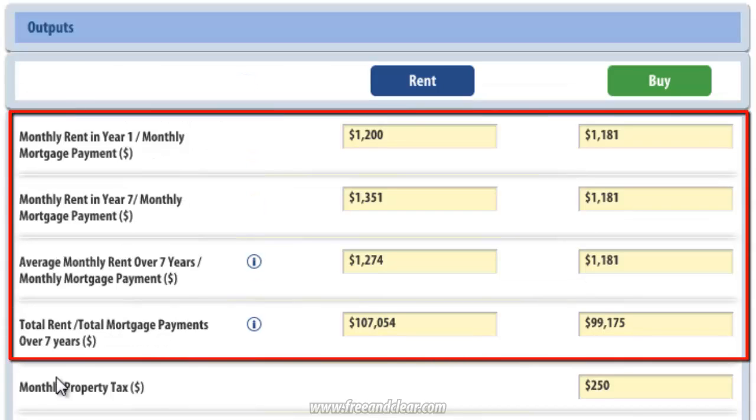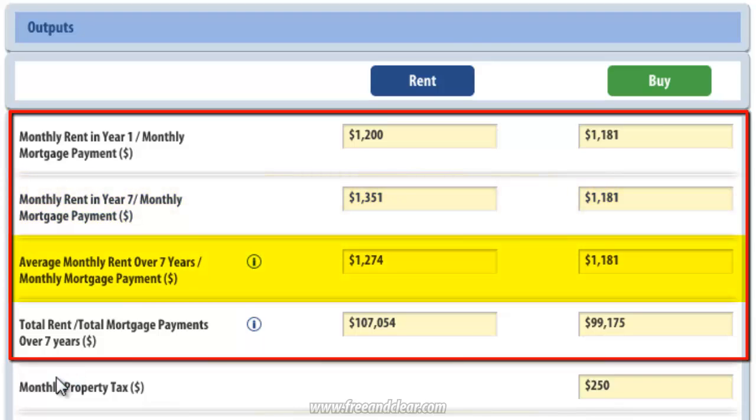The first 4 outputs compare your rental payment to your monthly mortgage payment over various periods of time. First, we compare your current monthly rent to your mortgage payment in the first year of the mortgage. Then, we compare the rental payment in year 7 to your mortgage payment. And as you can see, our rental payment has increased while our mortgage payment has stayed the same because we have a fixed rate mortgage.